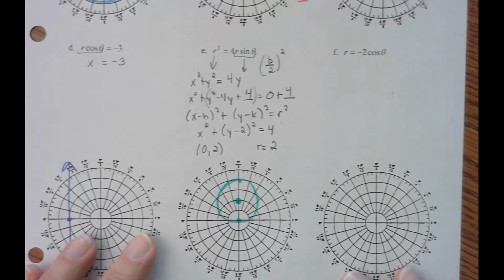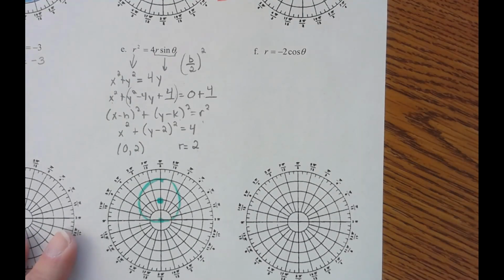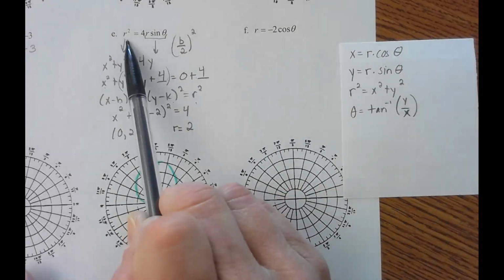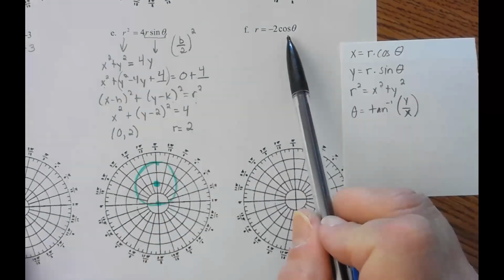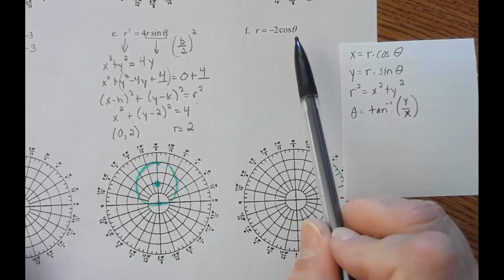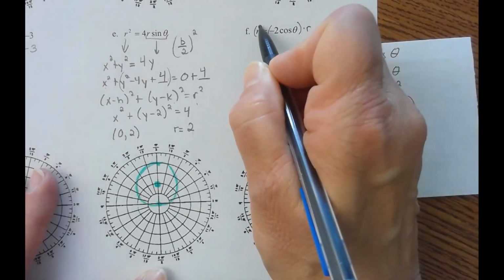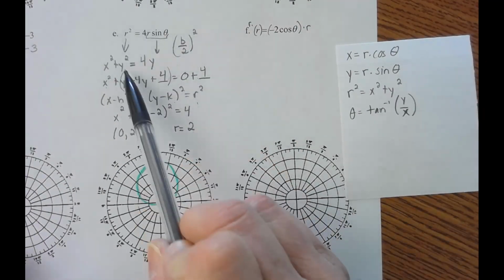Last example. r equals -2 cosine theta. When I compare this to the previous example, I notice that instead of r squared, all I have is r. Instead of r sine theta, I only have cosine theta. So if I multiply both sides by r, then I can have a similar situation to what I had before.